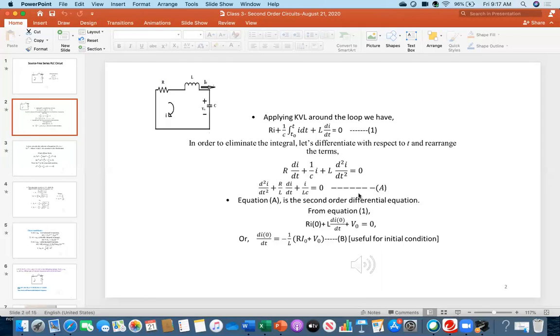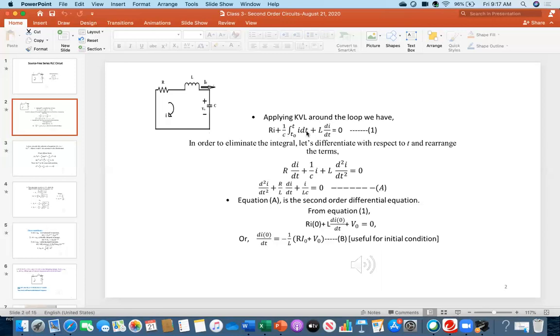Yeah. So then, similar to the previous situation, that equation A is clearly a second order differential equation because there is d square i over dt square. Now, from equation 1, look at the topmost equation. That is the general equation at time t. But at time t equal to 0, what am I doing?